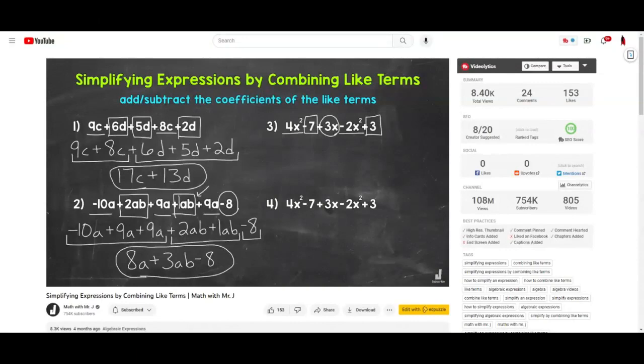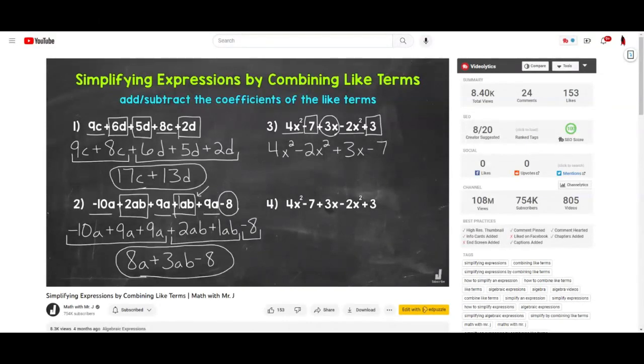Remember, bring the sign that's in front of the term with it as you rewrite this expression. So we have 4x squared, and then -2x squared is the like term. So this is going to be 4x squared minus 2x squared. Then we have plus 3x, and then our constant terms last.